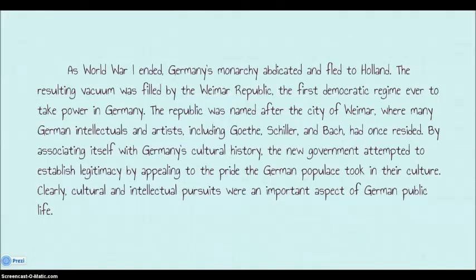We have, as World War I ended, Germany's monarchy abdicated and fled to Holland. The resulting vacuum was filled by the Weimar Republic, the first democratic regime ever to take power in Germany. The republic was named after the city of Weimar, where many German intellectuals and artists, including Goethe, Schiller, and Bach, had once resided. By associating itself with Germany's cultural history, the new government attempted to establish legitimacy by appealing to the pride the German populace took in their culture. Clearly, cultural and intellectual pursuits were an important aspect of German public life.